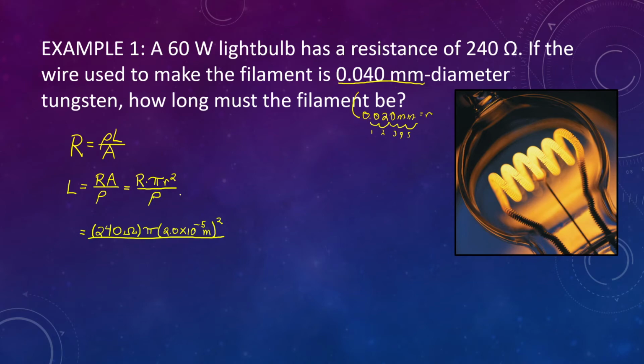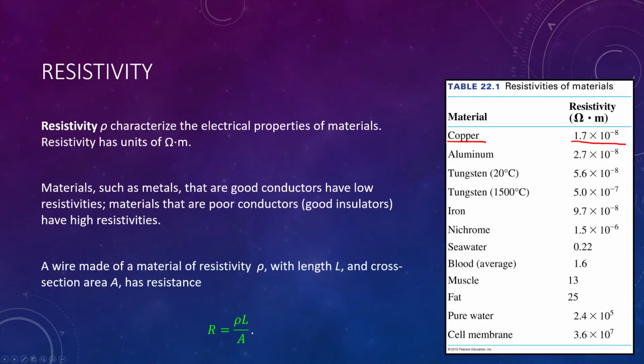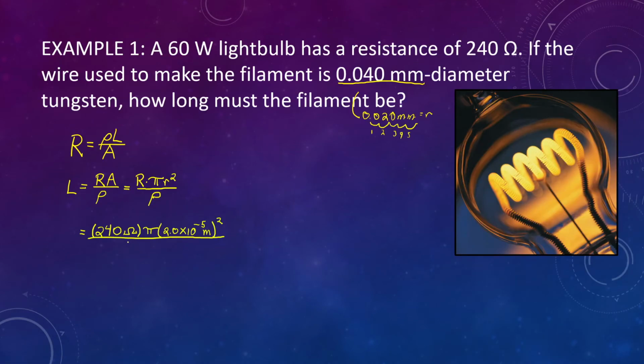Now, from our table, the value for rho at 1500 degrees Celsius is 5 times 10 to the minus 7. So 5 times 10 to the minus 7, and again, ohm meters. Well, plugging this in, we should get a length, which can be surprising, of 0.6 meters.